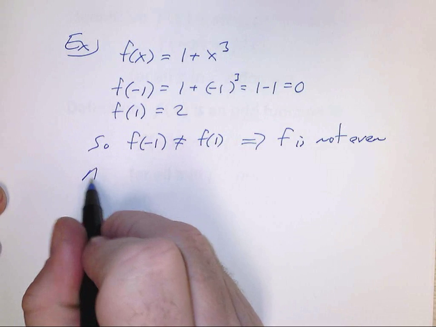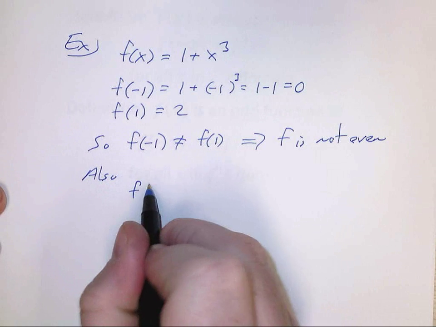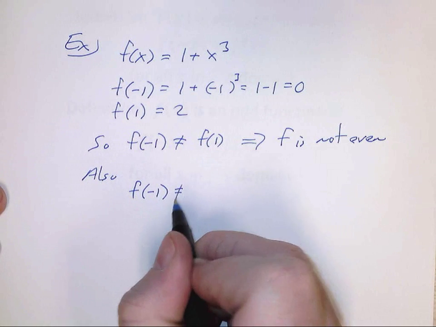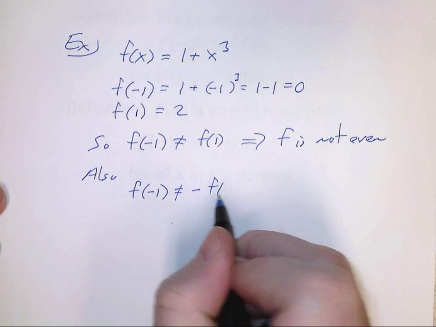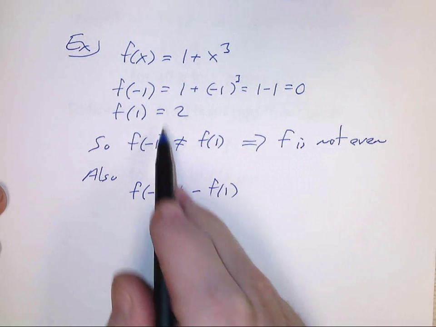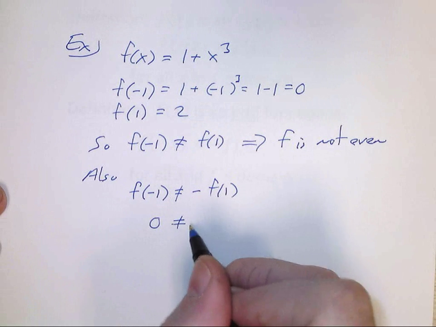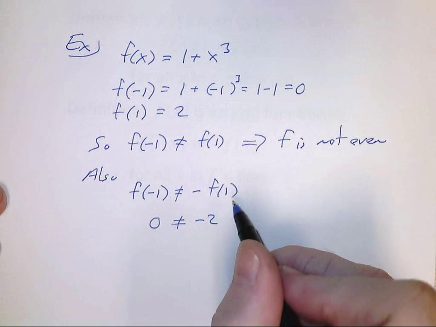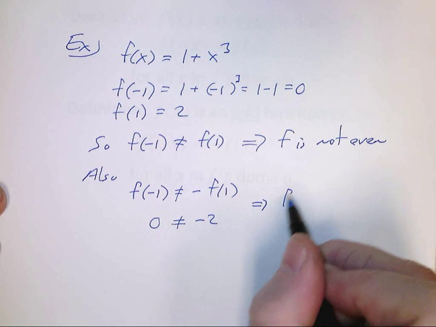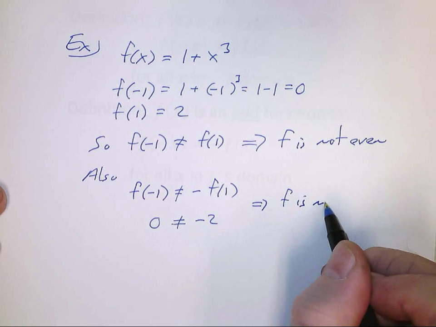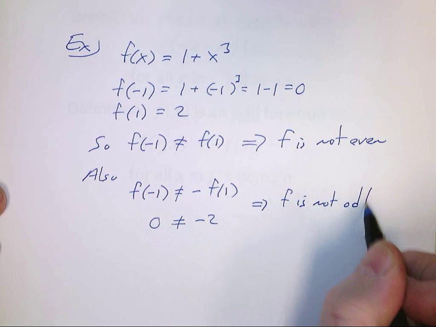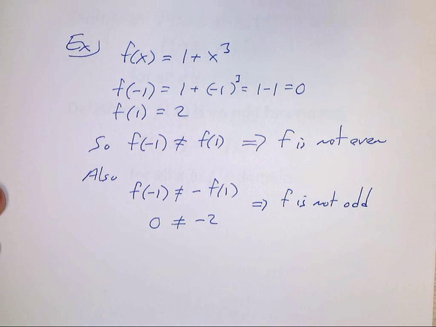but also my f of negative 1 is not negative of f of 1, right? Because my f of negative 1 was 0, and negative f of 1 was negative 2. And this means f is not odd. And I probably could have also seen this by the symmetry, that it's going to lack the type of symmetry that we want.